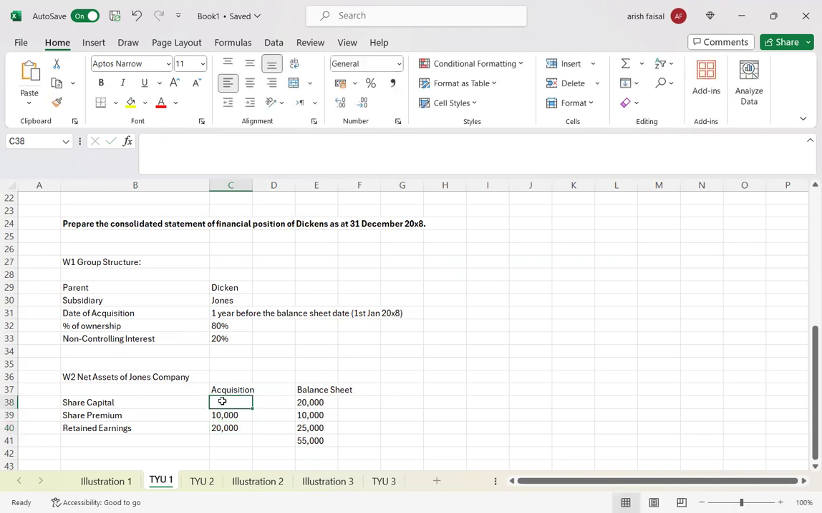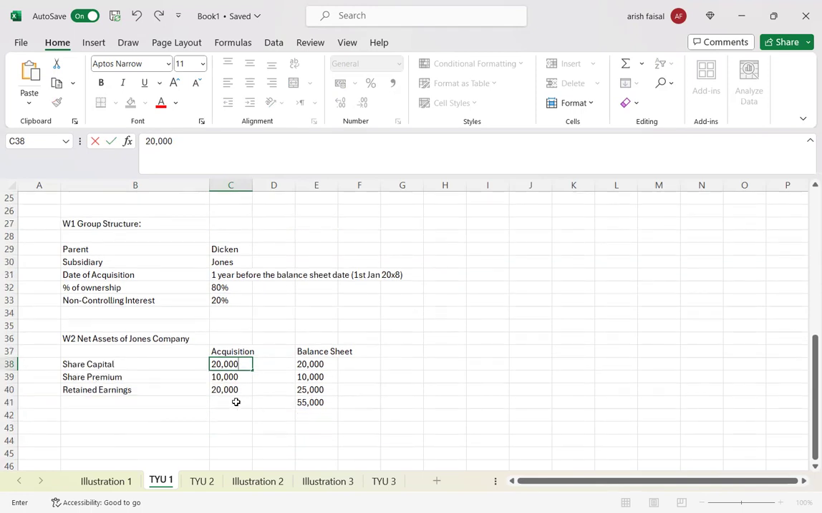Now the share capital will not change. It will remain the same as it was at the date of acquisition towards the end of the reporting period. In case the question is silent and doesn't give you the balances of specific reserves of the equity, it's assumed that it's exactly the same as it was at the balance sheet date and there have been no changes. But if the question is providing you with the figures, then that indicates that there have been some changes.